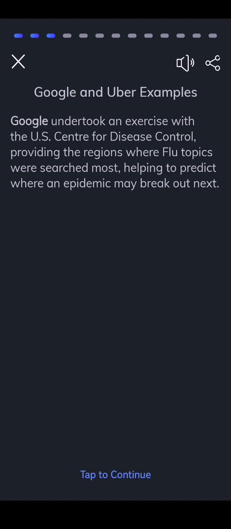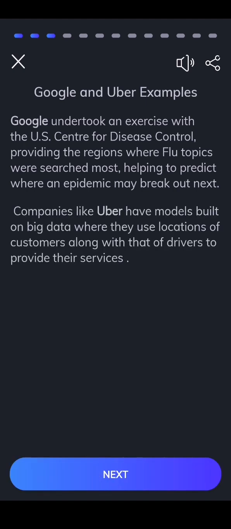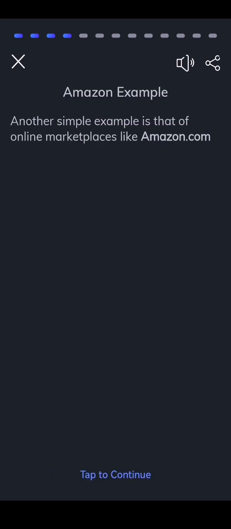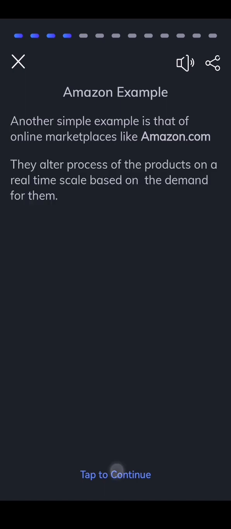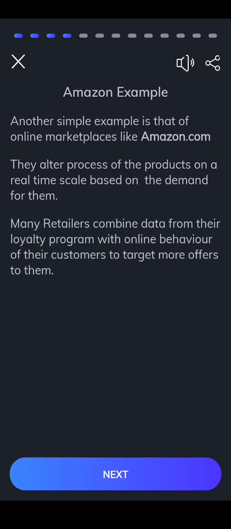Google undertook an exercise with the U.S. Center for Disease Control, providing the regions where flu topics were searched most, helping to predict where an epidemic may break out next. Companies like Uber have models built on big data where they use locations of customers along with that of drivers to provide their services. Another simple example is that of online marketplaces like Amazon.com. They alter prices of the products on a real-time scale based on the demand for them. Many retailers combine data from their loyalty program with online behavior of their customers to target more offers to them.